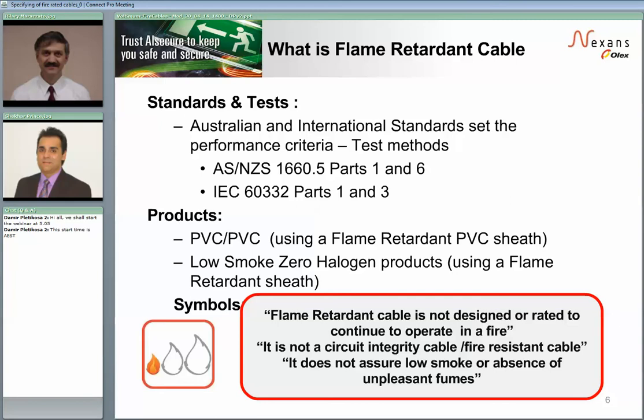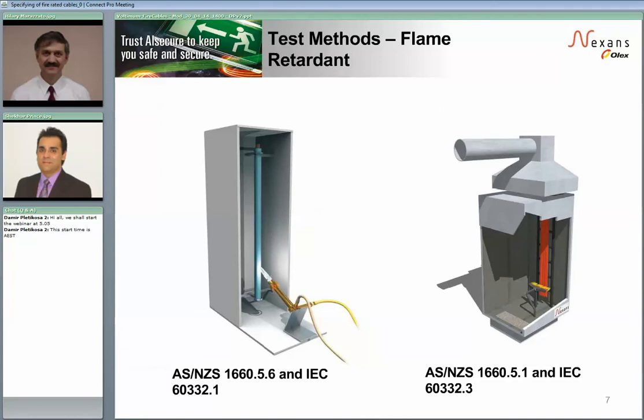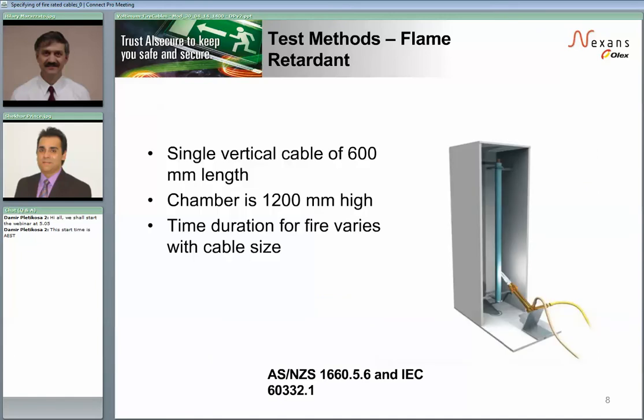These tests are to establish the flame propagation in a vertical arrangement. Now these are two separate tests, and it may seem from the pictures that the chambers are similar in size, but that's not so. For the chamber on the left, the testing is for a vertical 600mm piece of cable, and the chamber is 1200mm high. It tests if the cable will burn upwards and if burning material falls off. The time the flame is applied is 1 minute on cables less than 25mm diameter, and increases with the size of the cable, so that over 75mm diameter the flame is applied for 8 minutes.